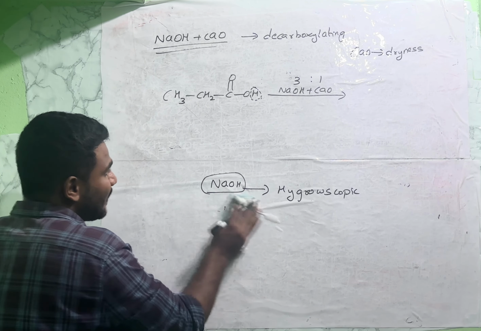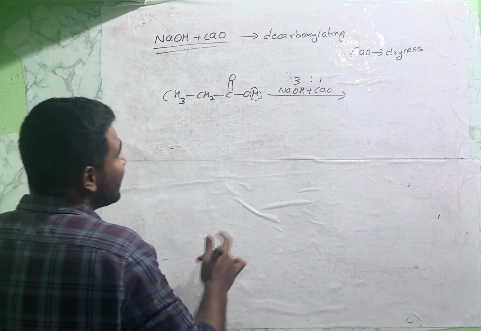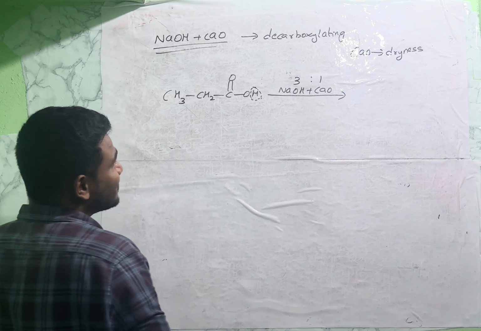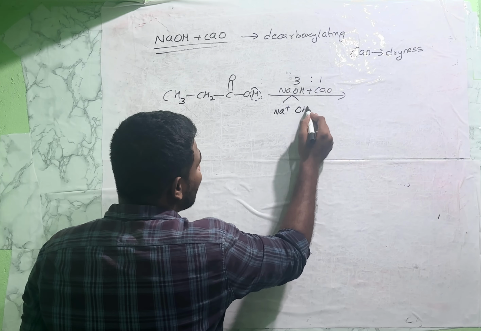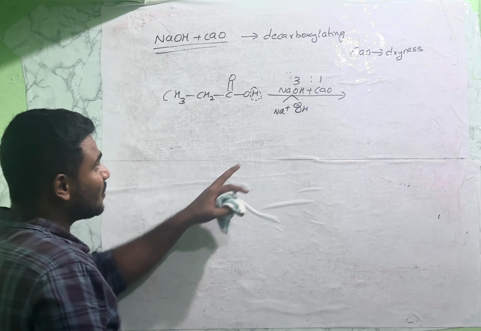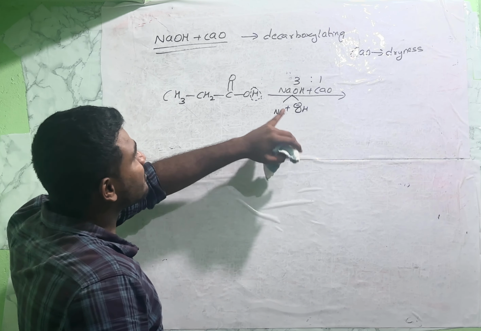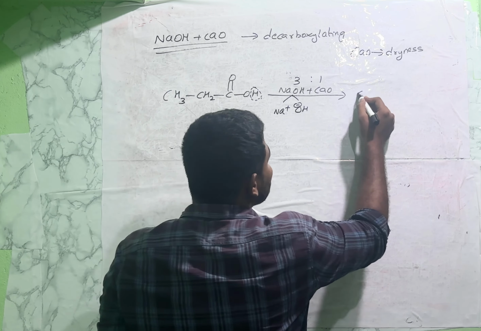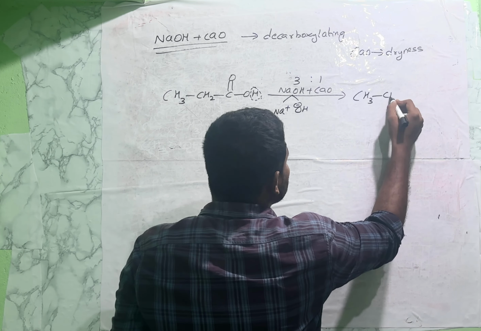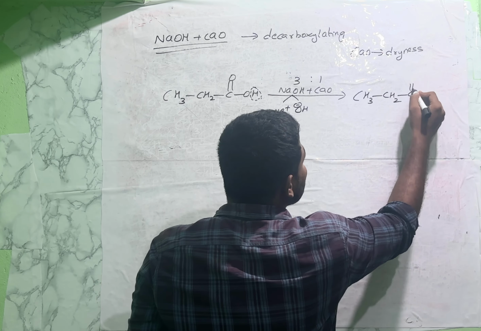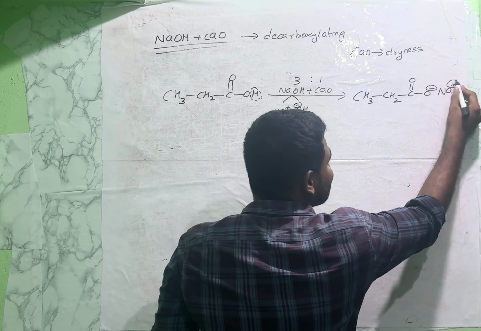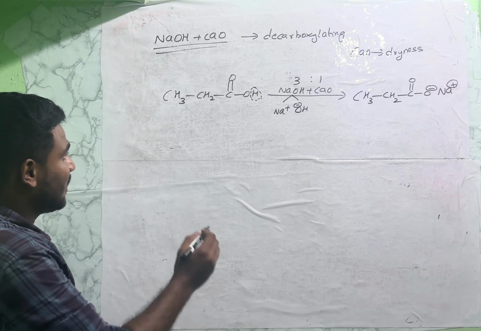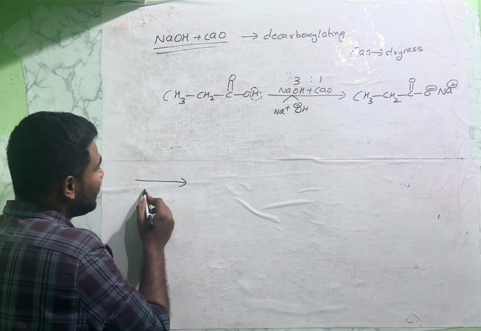Now we will see the mechanism of this reaction. I already said NaOH, that is how it dissociates: Na plus, OH minus. You understand, right? Now if you see, this OH minus will abstract H plus, and what is the next step here? CH3 CH2 C double bond O minus Na plus. Understood, right? In the next step, what happens?